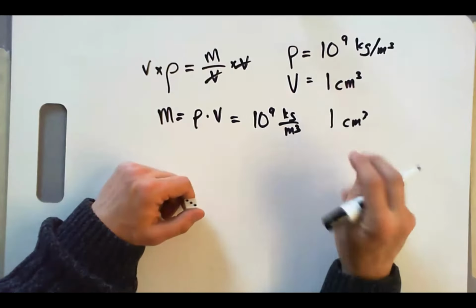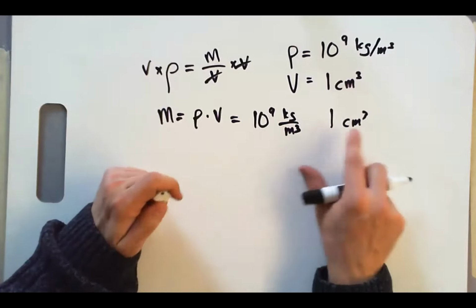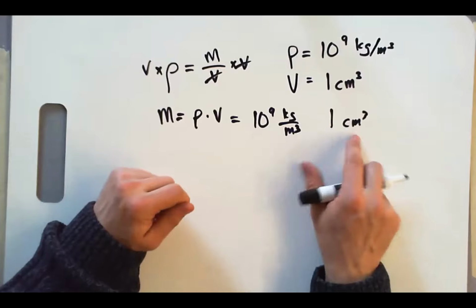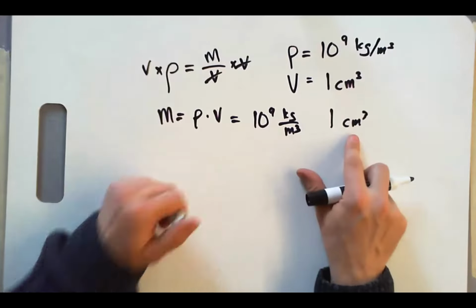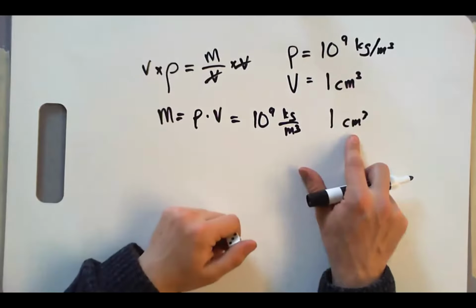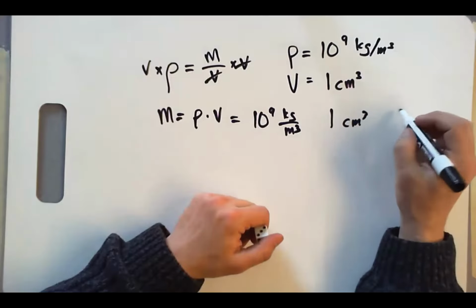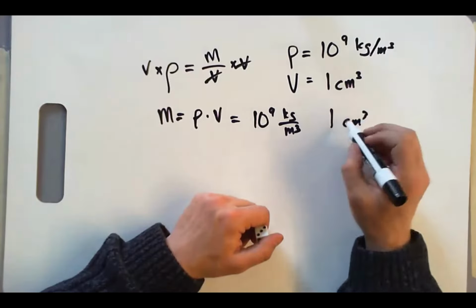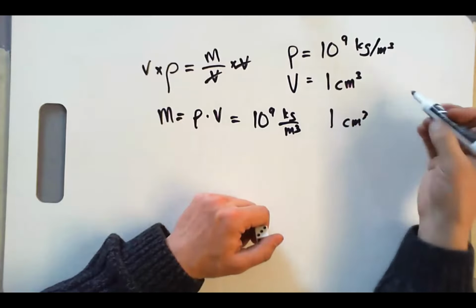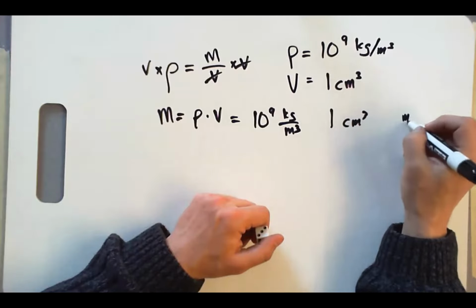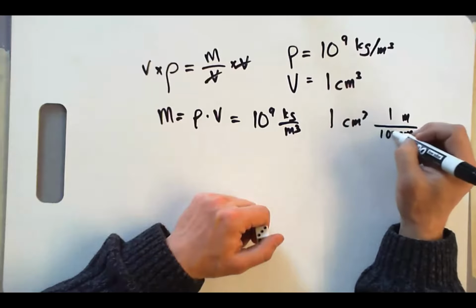Now, the problem is our cubic centimeter is not going to cancel our cubic meter. So we need to do the unit conversion. We need to know how many cubic centimeters there are in a cubic meter. Well, I happen to know that there are 100 centimeters in a meter. So I can make this unit conversion. I want a number that's going to be in kilograms, so I need to make these centimeters and meters go away. So I need something that has meters on top and centimeters on the bottom. And I know that in 1 meter, there's 100 centimeters.